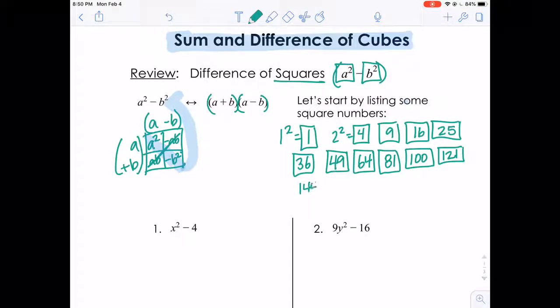12 squared is 144. Some other common ones are 20 squared. So 20 times 20 would be 400. Those are about as big as it gets. You can do the rest of them on your calculator if you need to. But definitely those are going to be the ones that we're looking for here.